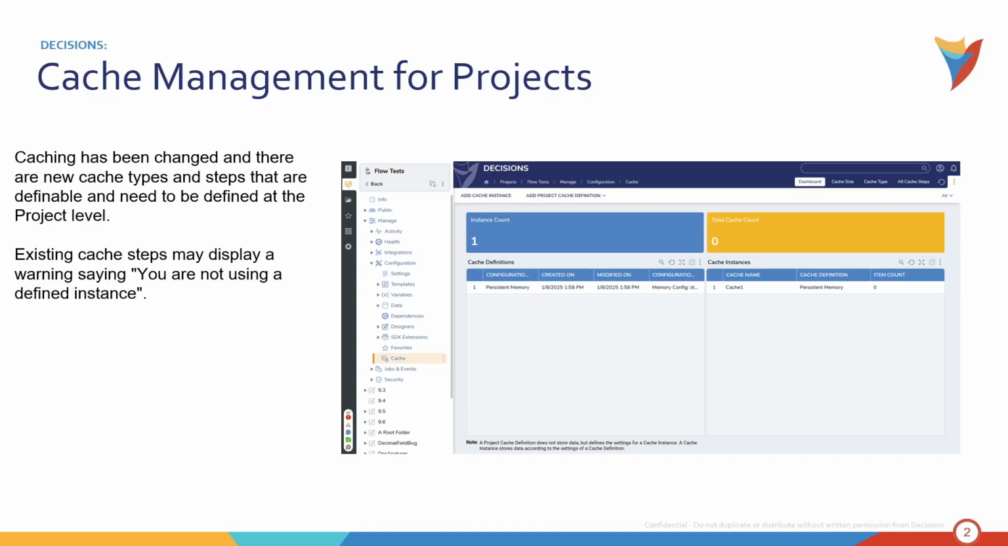So let's get started. First, we do have a singular breaking change, but it is related to a feature enhancement, a feature addition that we did just add. So let's get to talking about that first. The cache management for projects. We've made some pretty exciting and radical changes to how cache management is going to work. But what that means from a breaking changes perspective is that existing cache steps will give a warning saying that you are not using a defined instance. This stems from our addition of brand new cache management steps that we will talk about in the new feature section. But for now, just know that existing cache steps will now show warnings.